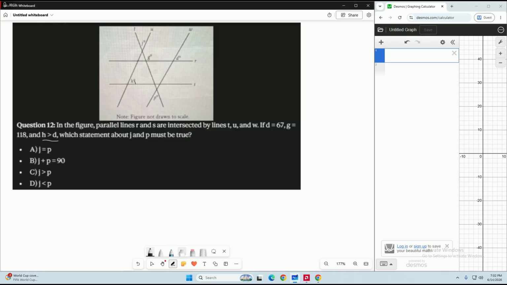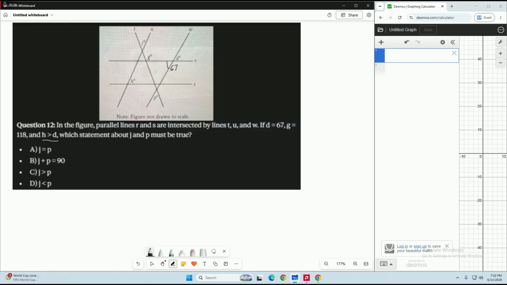So what we're going to do first is find the value of P. The first thing I notice is that I see an angle D here, and this angle must also be angle D because these angles are vertically opposite, and vertically opposite angles are equal. So since D is equal to 67, which was given in the problem, this angle is also going to be 67.